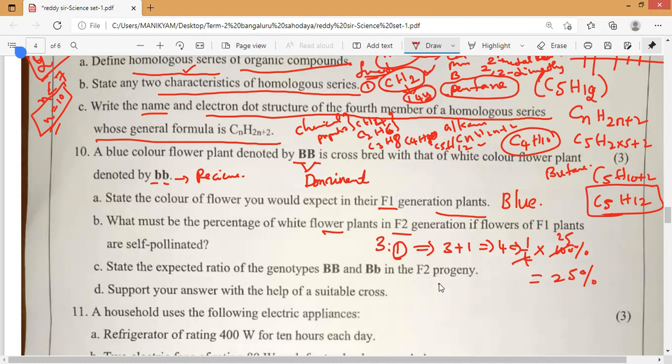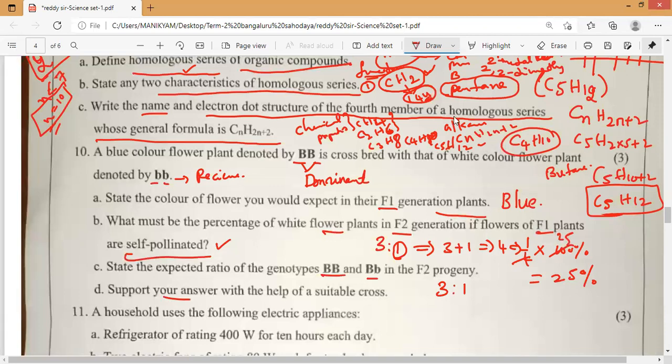If flowers of F1 plants are self-pollinated, here also you remember, in the F1 generation the percentage of white plants is 0. They are asking about the F2 generation if flowers of F1 plants are self-pollinated. That is how to remember. Now, state the expected ratio of the genotypes BB and Bb in the F2 generation. What is the ratio? 3:1. Yes or no, guys? Please respond, everybody.